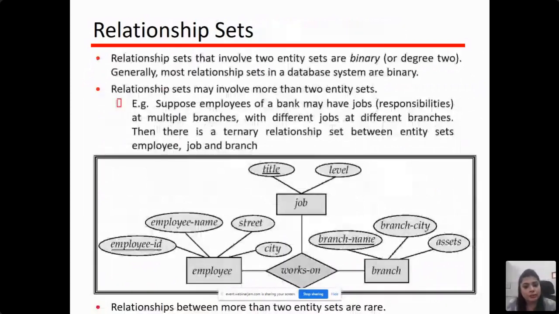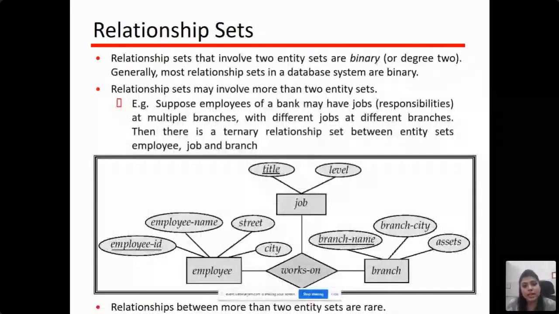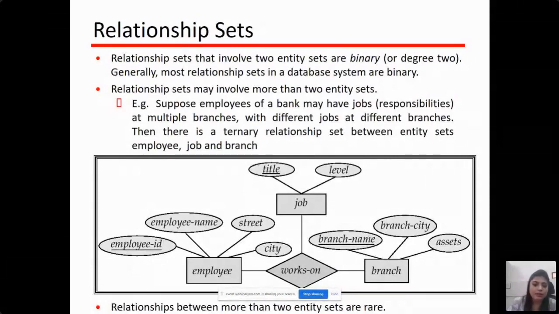Then we have relationship sets, which may involve two or more entity sets. That means a kind of ternary relationship. So here we'll see that the works-on relationship is linked to the employee entity, branch entity, and job entity. Employee works on a job, and the job defines the particular type of responsibility given to that employee, and works on a branch. Branch means the location where the employee is working.